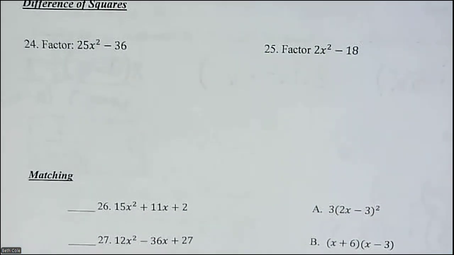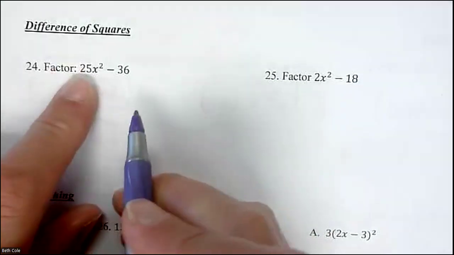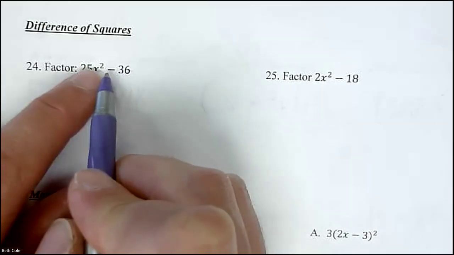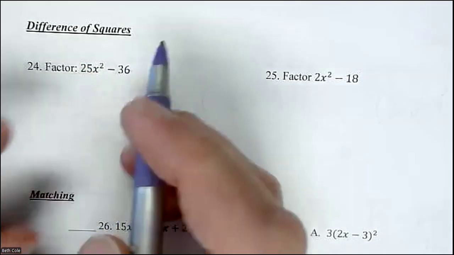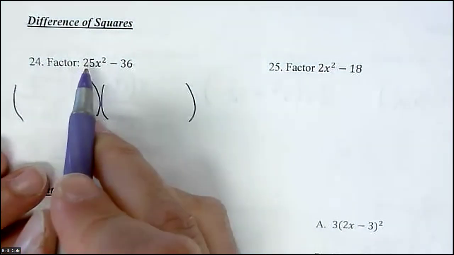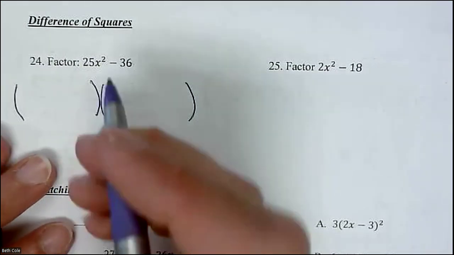So continuing to be good noticers, what do you notice about this one? Like what jumps out at you? They are perfect squares, and also the middle term is 0. You're missing it. It's a trinomial where the middle term is missing. So how would you split up the 25x squared?